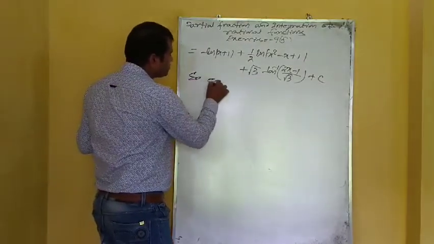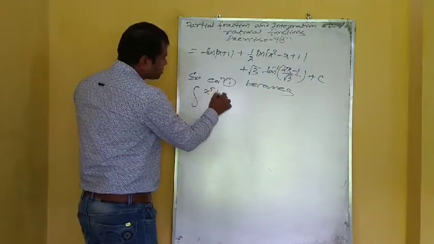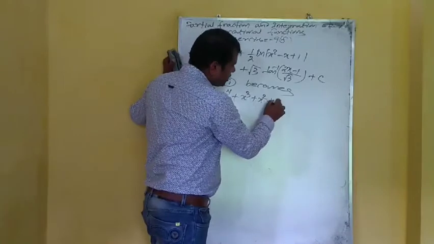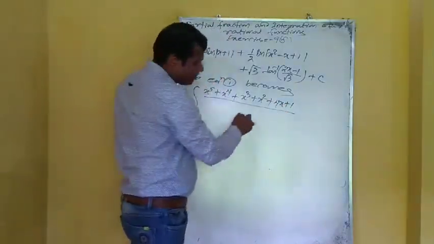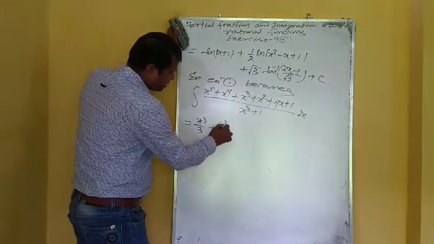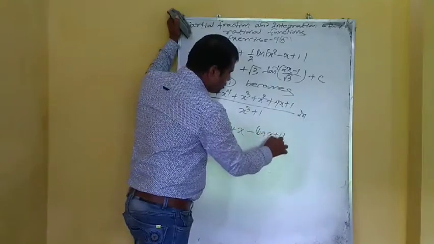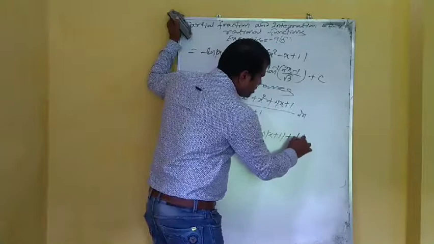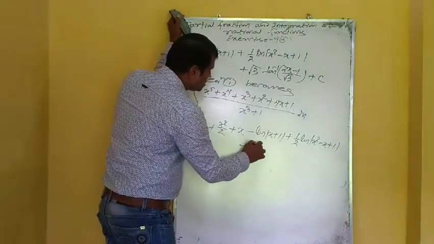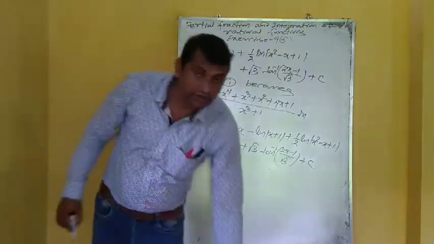Now put this. So equation 1 becomes integral of x to the power 5 plus x to the power 4 plus x cube plus x square plus 4x plus 1 divided by x cube plus 1 dx, that equals x cube by 3 plus x square by 2 plus x minus ln mod x plus 1 plus 1 by 2 ln mod x square minus x plus 1 plus root 3 tan inverse 2x minus 1 by root 3 plus c. Okay, answer. Thank you.